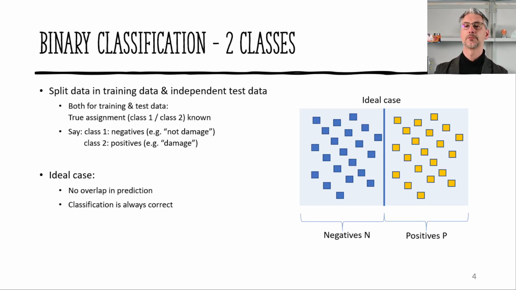So in the best case, we split the data in training and test data, run the training and the test data with our classifier, and then we have the true assignment, class 1 and 2. They are known, and this is our fully labeled data set. Say one class is the negatives, for example, we don't have any damage in this class, or class 2 is positives, like we have damage here. So in the ideal case, we've just discussed this, there is no overlap in the prediction between those, and the classification result is always correct.